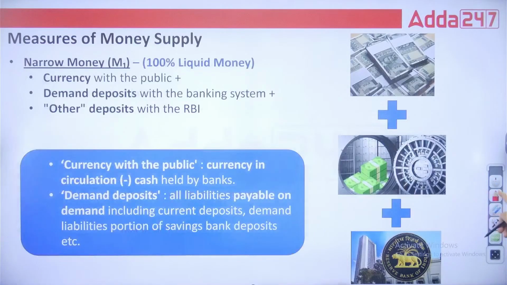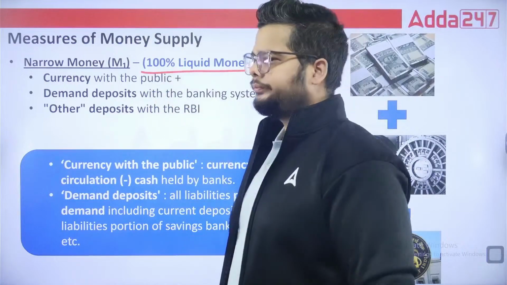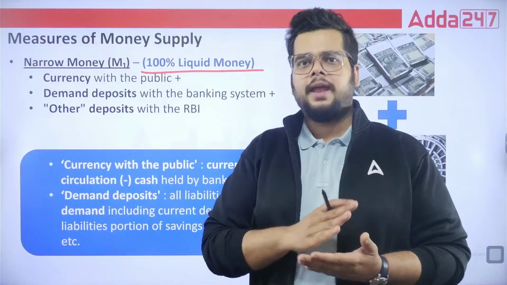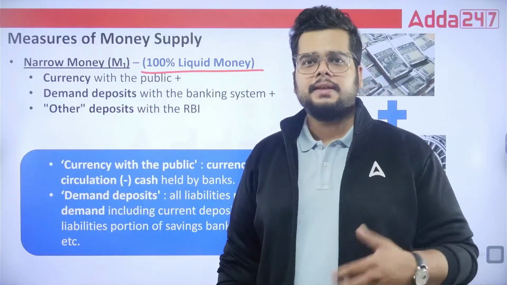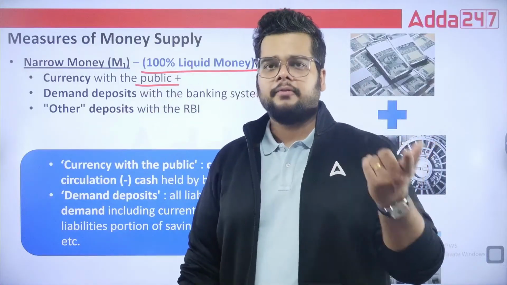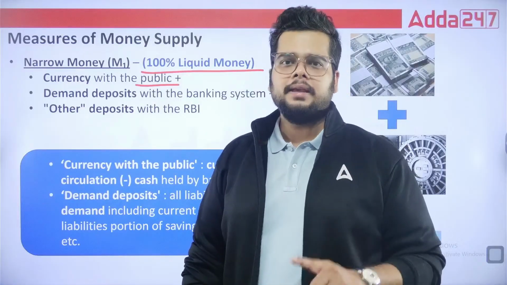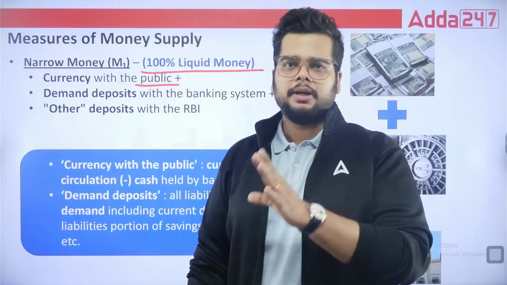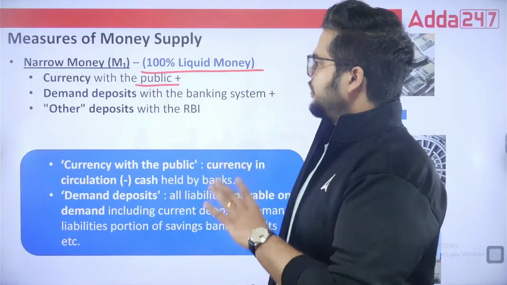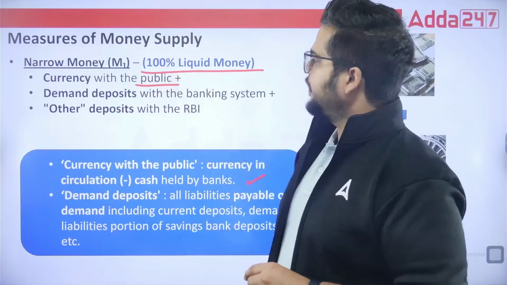Next, we have M1, wherein you will find 100% liquid money. Why? Because this particular component entails every amount of money which is in circulation, be it the currency with the public. We have seen currency in circulation. How will you arrive at currency with the public? By subtracting the banks' cash holdings from the currency held in the entire economy. So currency in circulation minus the cash held by the banks will give you currency with the public.